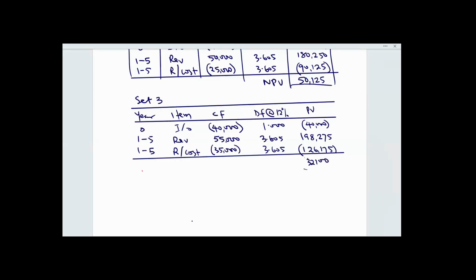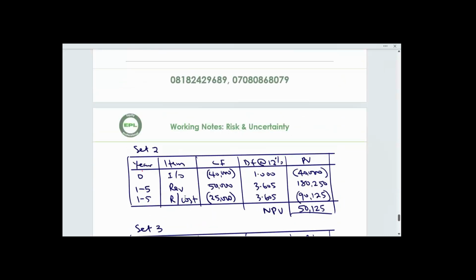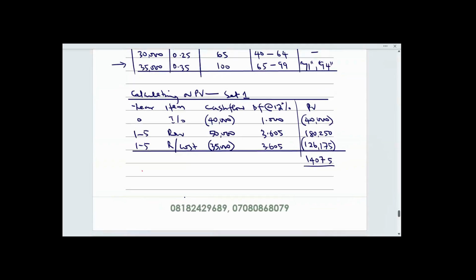32,100 is the NPV. Okay. So now that we have computed NPV for each set, you need only one NPV, but we have calculated 3 different NPVs. Therefore, you need to calculate average NPV, average net present value.